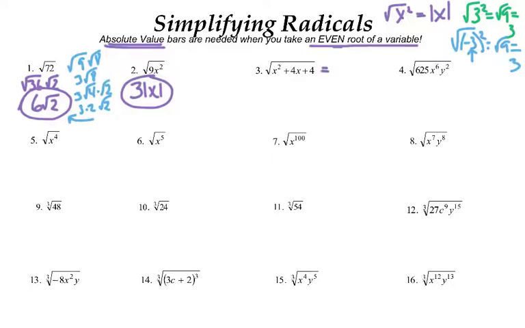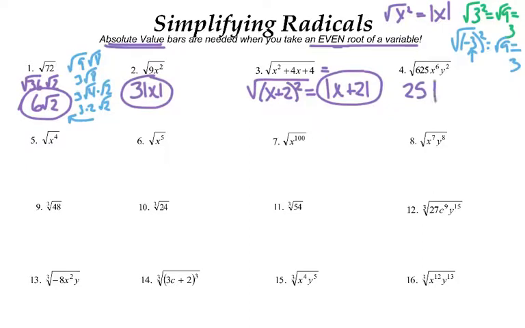In number 3, we're going to factor that first, so it's the square root of x plus 2 squared, which since it has a variable in it and it's an even root, is going to be the absolute value of x plus 2. Square root of 625 is 25. It's an absolute value problem, x cubed y. You don't have to put the absolute value bars around the number, just around the variables. The square root of x to the fourth is going to be the absolute value of x squared.